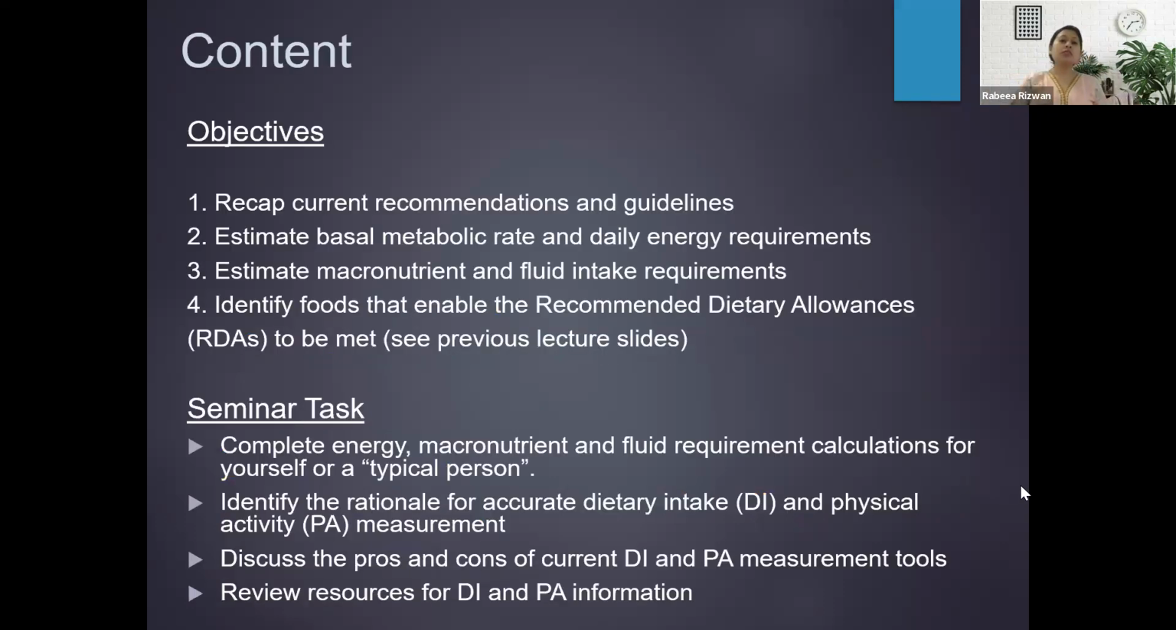Today's learning objectives are a little bit of a recap summary of what we have done in previous sessions, followed by estimating basal metabolic rate and daily body requirements, what the energy systems in our body are, estimating micronutrients and food intake requirements, and identifying foods that enable the recommended dietary allowances, our recommended daily intake of the nutrients, to be met. It will also be covered in the next seminar slides as well.